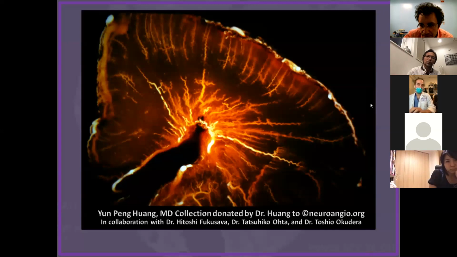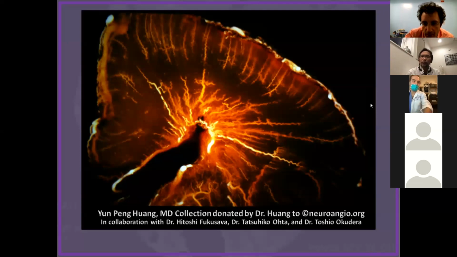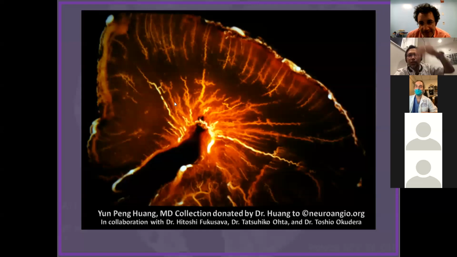Anyone trying to speak? No? So right, the watershed area will shift more superficially, I think, to go back to the question.